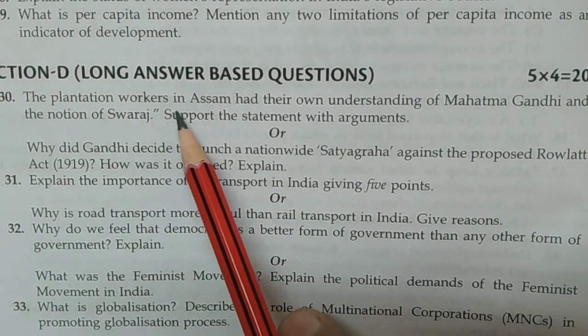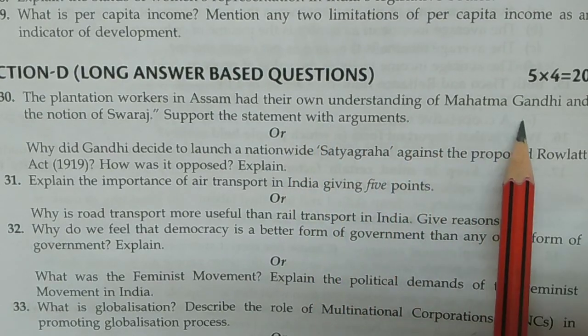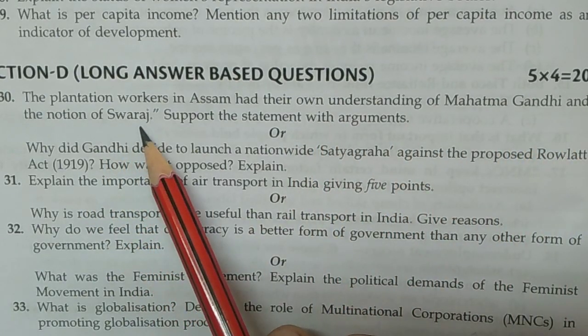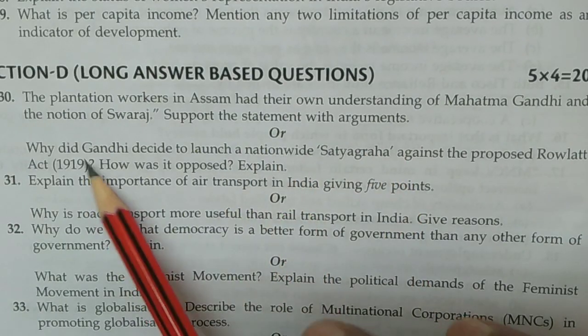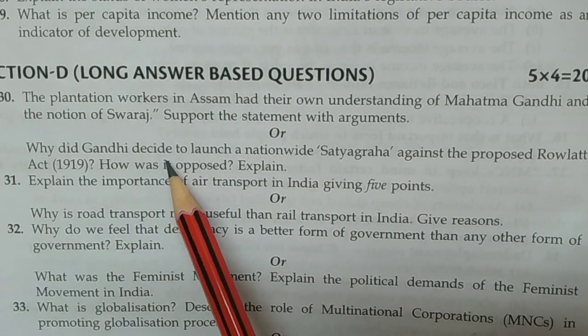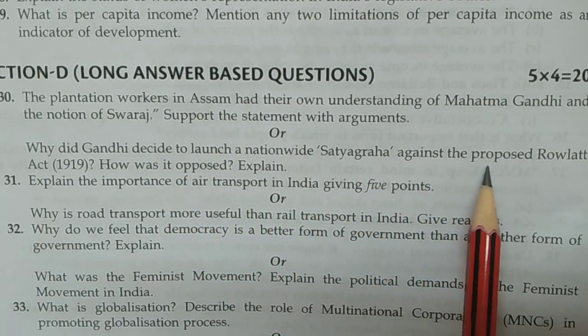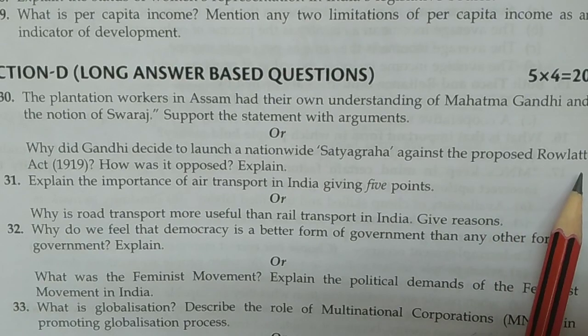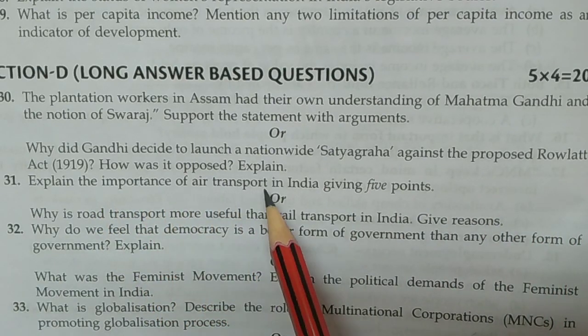The plantation workers in Assam had their own understanding of Mahatma Gandhi and the notion of Swaraj. Support the statement with arguments. Or, why did Gandhiji decide to launch a nationwide satyagraha against the proposed Rowlatt Act of 1919? How was it opposed? Explain.